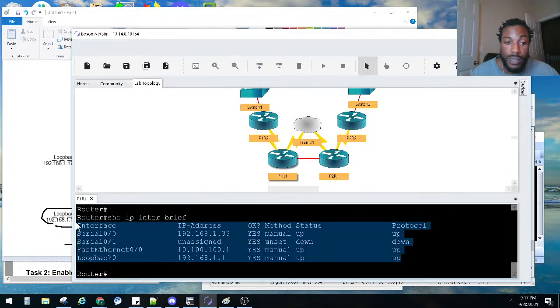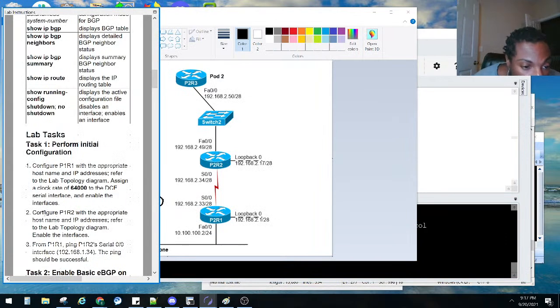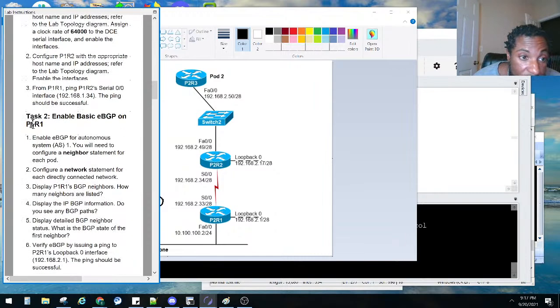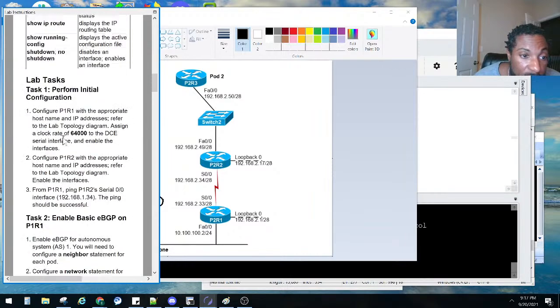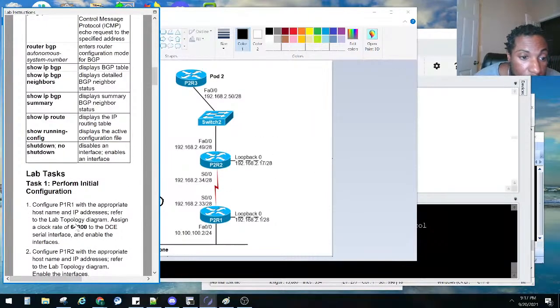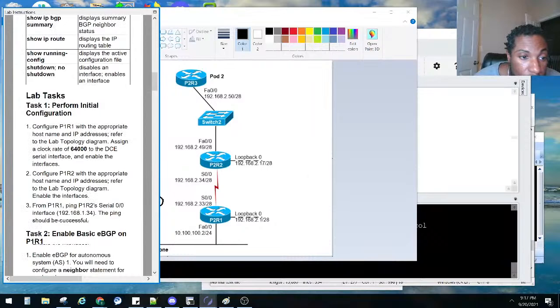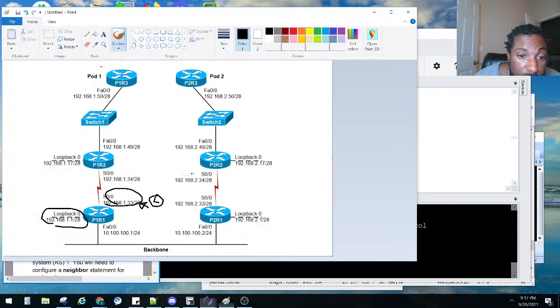Okay, so all of our interfaces are up, so we should be good to go there. Next thing they say is configure P1, or step 2. So we have task 2 with 3 subtasks, and then task 3 with 6 subtasks, so we have 3 tasks altogether. To configure P1R2, which is this guy right here, we have to do the IP addressing on this interface and that interface.